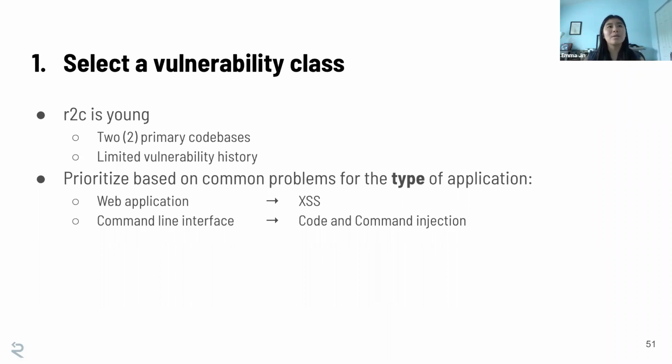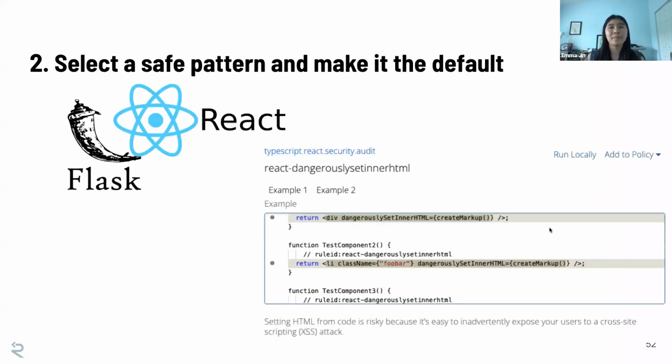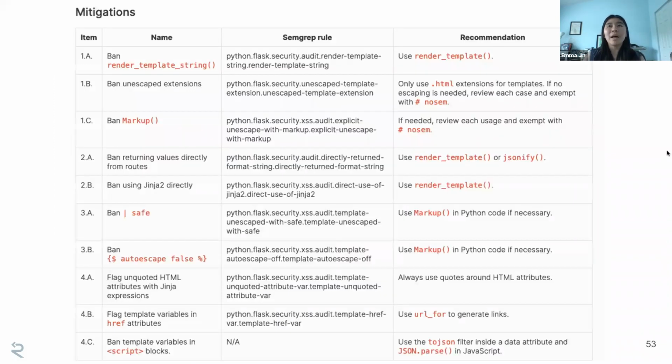So we decided to prioritize based on common problems for the type of application we had. In the case of the web application, we knew XSS was a big problem. For the command line interface, code and command injection were important. So we started with those 2. For XSS, our backend was in Flask and our frontend was in React. We've already talked about React and how a very large class of XSS is caught by just banning dangerouslySetInnerHTML. So that was easier. Flask was a little more complicated.